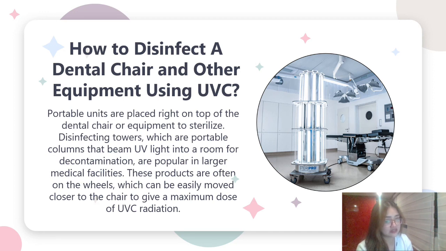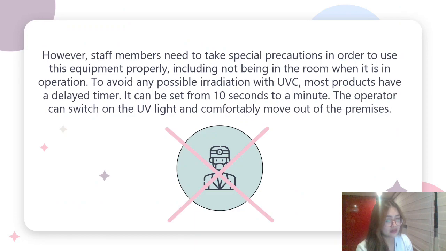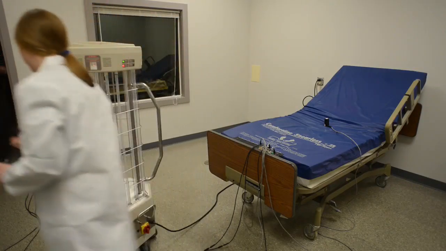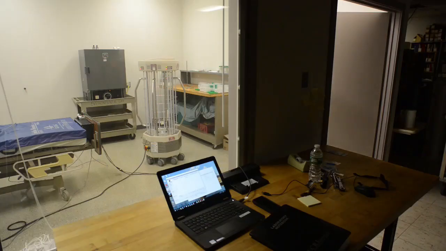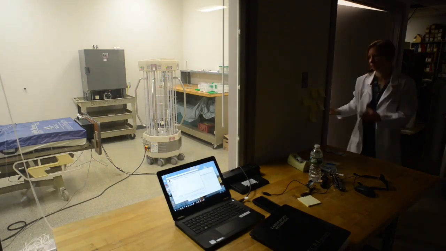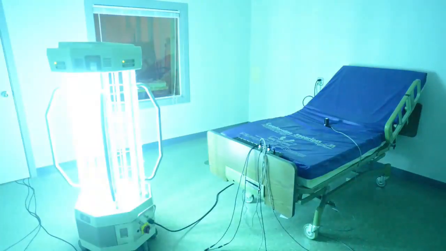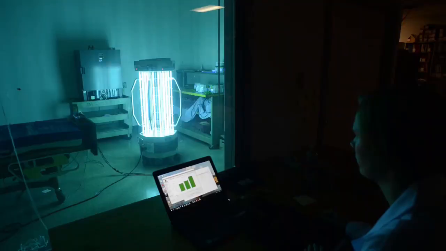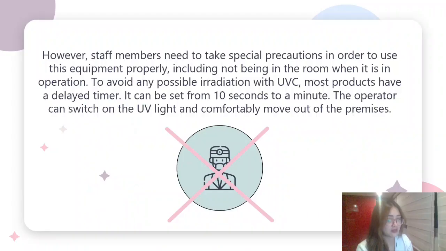However, staff members need to take special precautions in order to use this equipment properly, including not being in the room when it is in operation to avoid possible irritation from UVC. Most products have a delayed timer. It can be set from 10 seconds to a minute. The operator can switch on the UV light and comfortably move out of the premises.